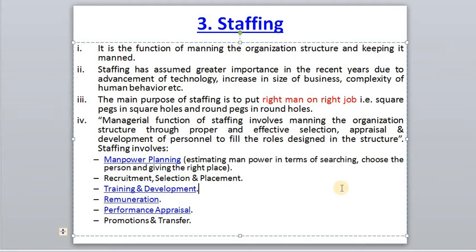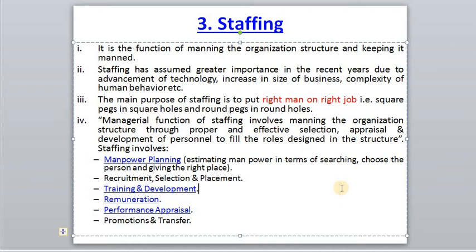If there are square pegs, they are to be inserted in a square hole, and if it is round pegs, they are to be kept in round holes. That means fixing according to its availability or according to its use.